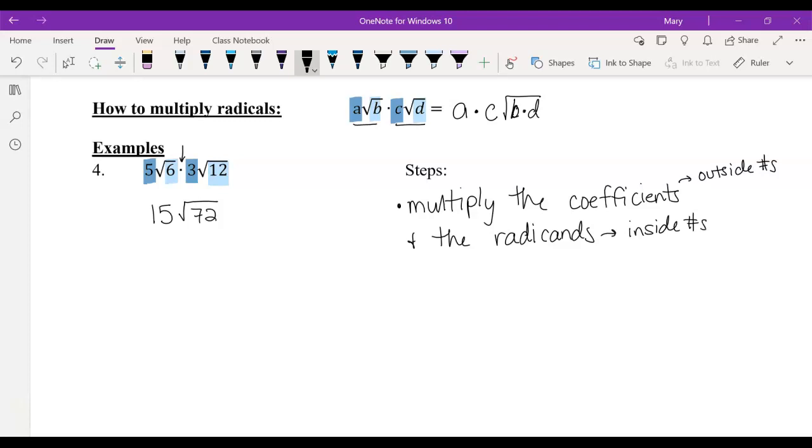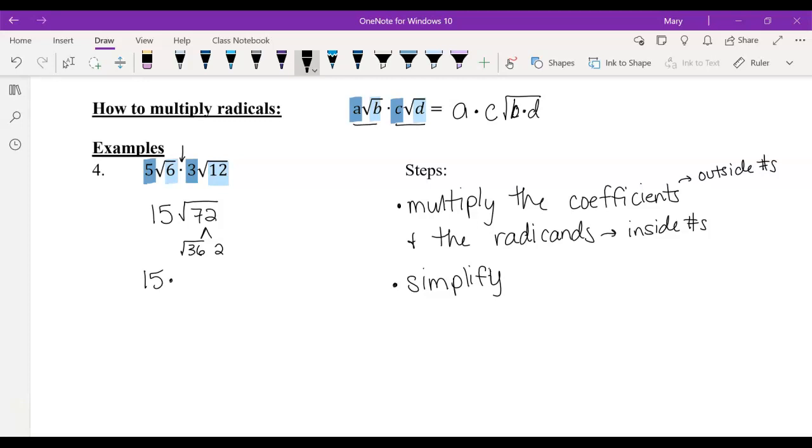After you multiply them, if we're looking at 15 root 72, this is not simplified, so our next step here is going to be to simplify whatever we have left. So the 15 we're going to leave alone, but the square root of 72, we're going to break it down. 72, I know all of my perfect squares, if you think about them, 1, 4, 9, 16, and keep on going. 72 is 36 times 2. And I know the square root of 36 is 6.